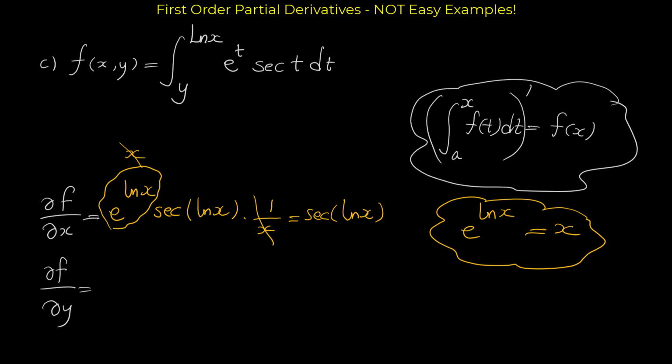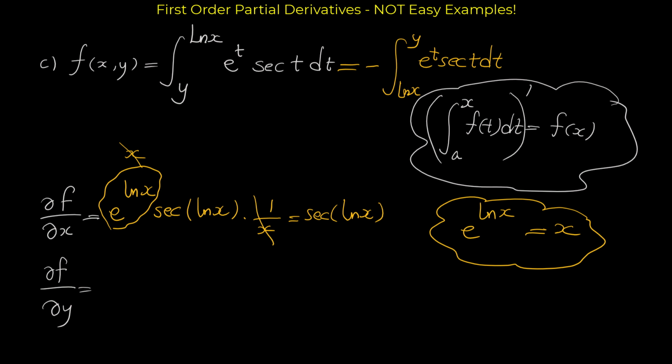For finding the partial derivative with respect to y, the problem that we have is that y is not in the upper bound. So we cannot use the fundamental theorem of calculus right away. Here we use a property of integrals. We say this integral can be written as negative integral from ln of x to y of e to the t secant t dt. We switch these two limits and we put a negative outside. This is one of the properties of definite integrals. Now y is in the upper bound, so we can apply the fundamental theorem of calculus.